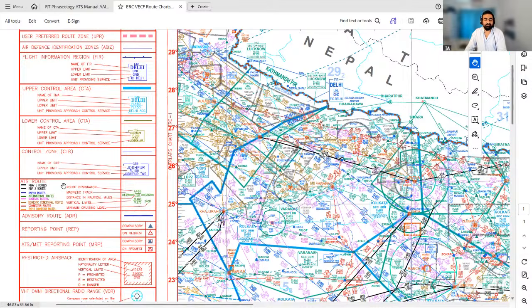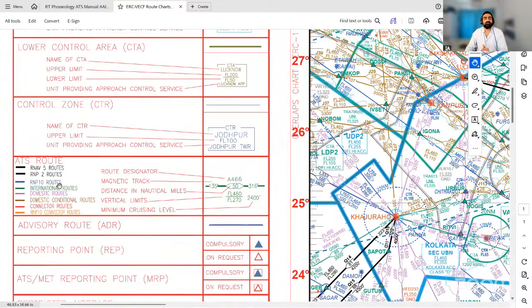Now there are different types of routes. It seems like a school project. I can recall we used to use some sketch pens and all diagrams.